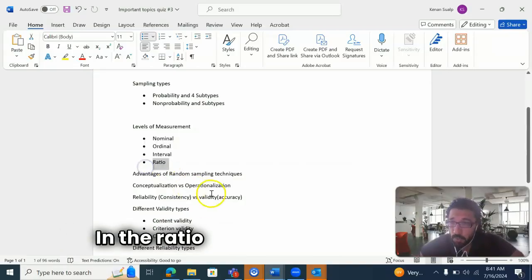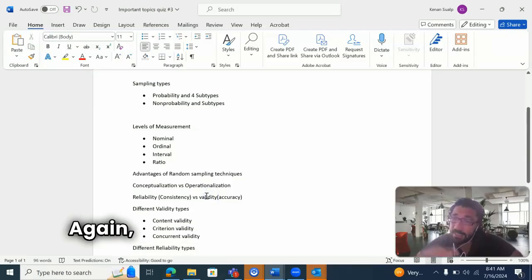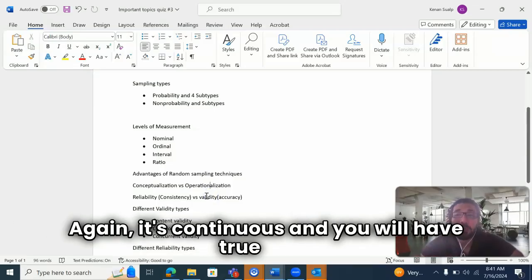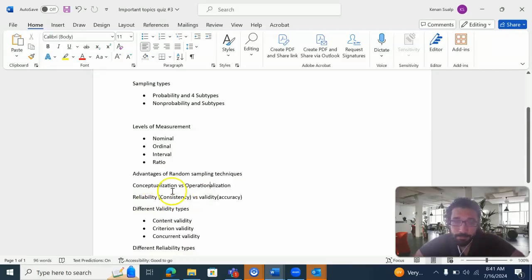In the ratio, you will have true zero. Again, it's continuous, and you will have true zero.